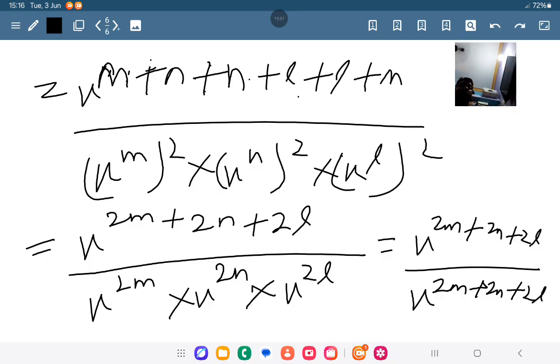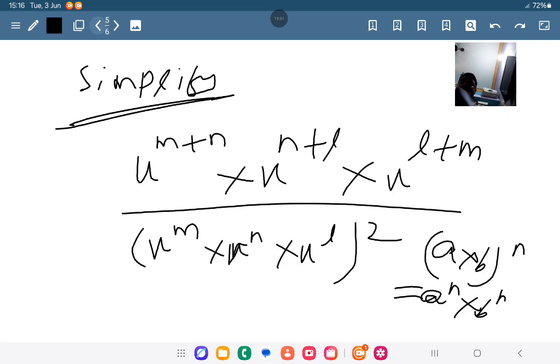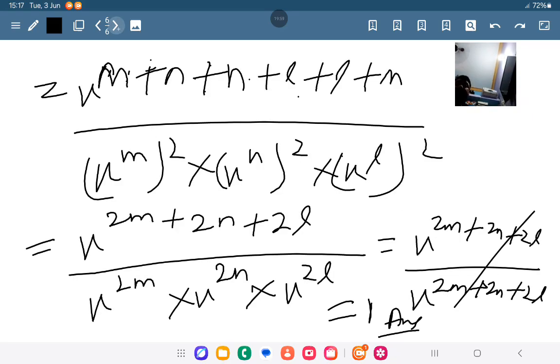Now just look at the situation. Both the numerator and denominator are equal, so they will cancel. The answer will be 1. 1 will be the answer. Okay, this is the question, and this is the answer. Clear? Now, next question.